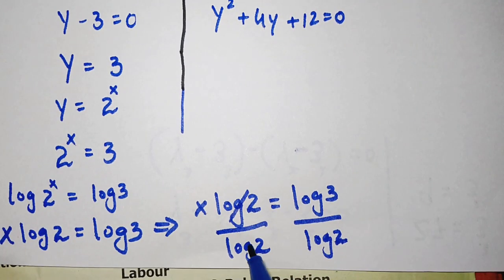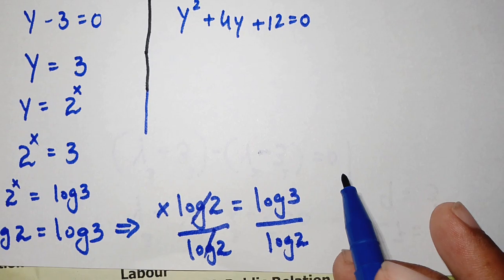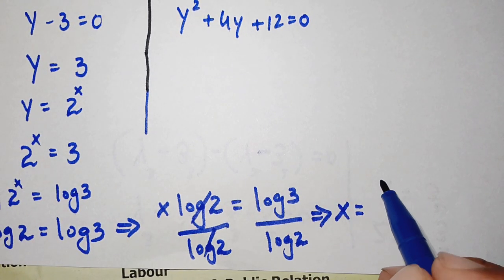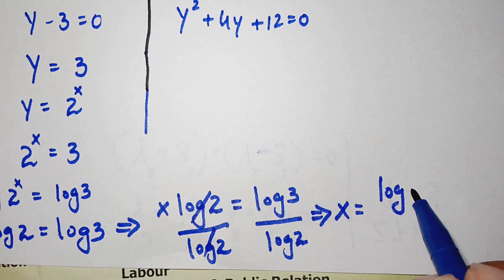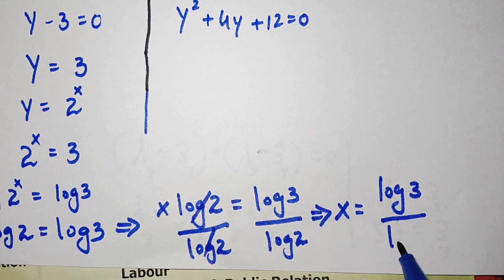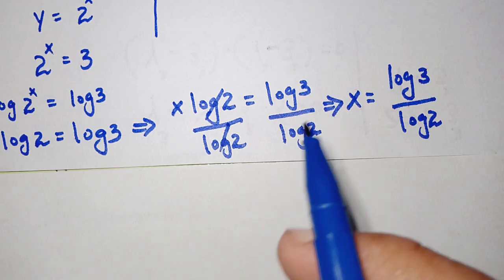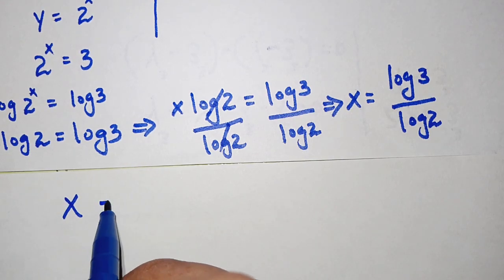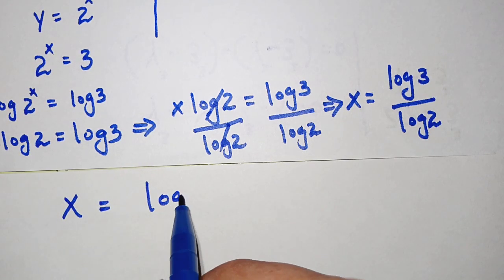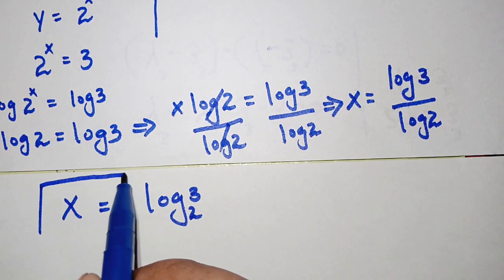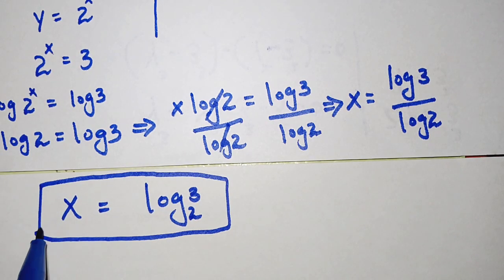Now here this log of 2 cancels with this log of 2, so here x is equal to log of 3 divided by log of 2, and finally this will become x is equal to log of 3 of base 2. So this is the final answer of this interesting question, x is equal to log of 3 of base 2.